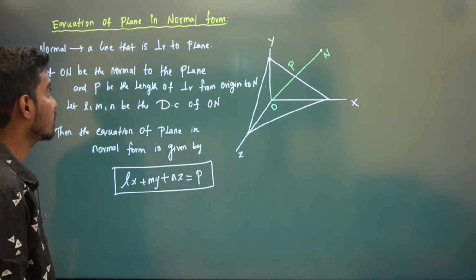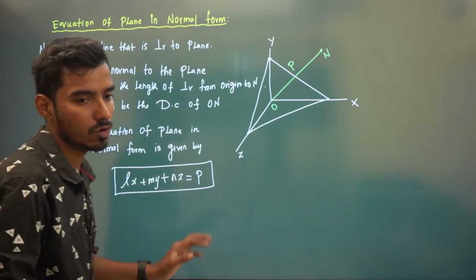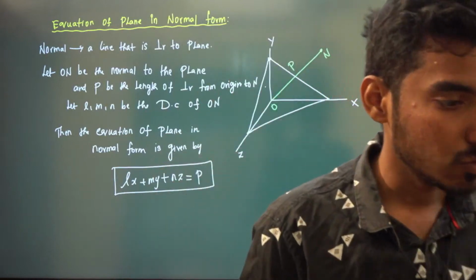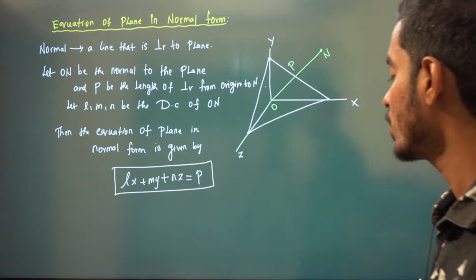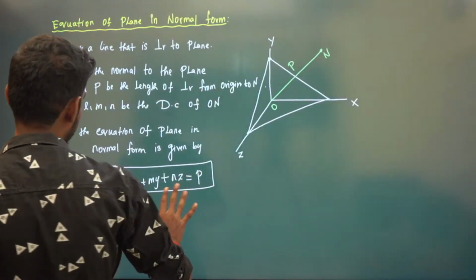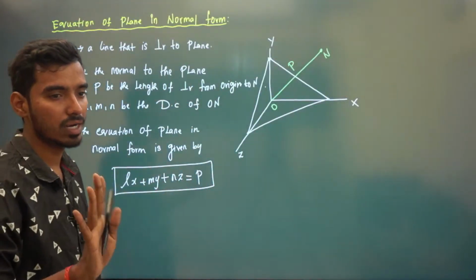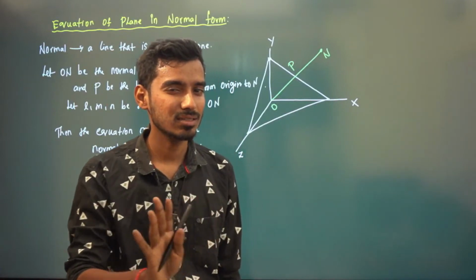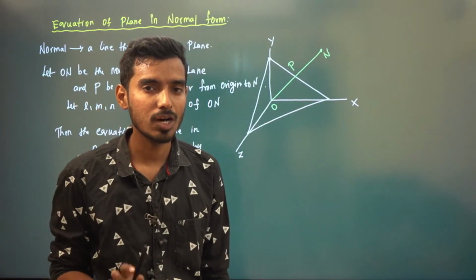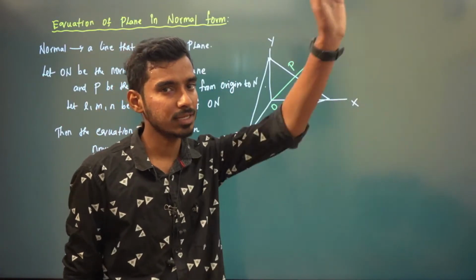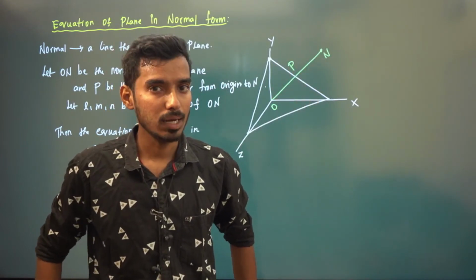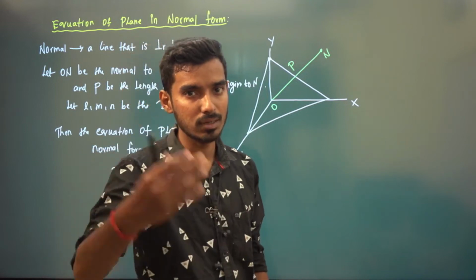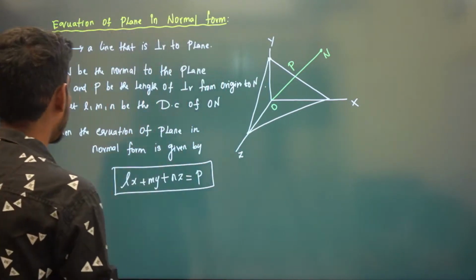Now we will derive the equation of the plane. We don't often use the normal form in problems, so just understand the equation only. We will be using only the general form. Just remember the equation of the plane in normal form, which is Lx plus My plus Nz is equal to P. L, M, N is the direction cosine of the normal, and P is the length of the perpendicular, that is, the length of ON is P.